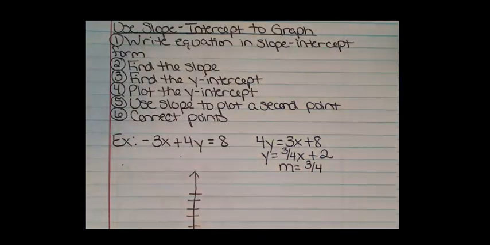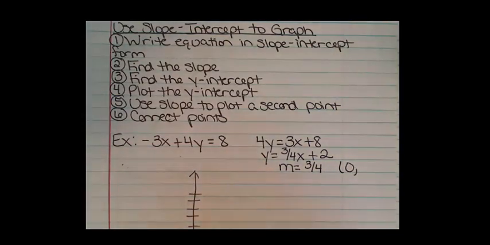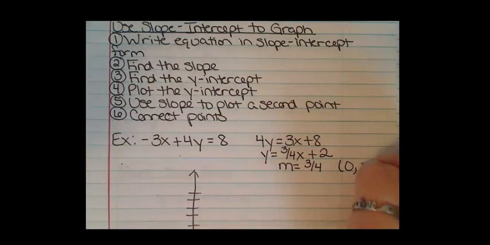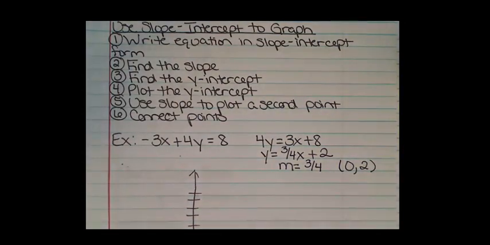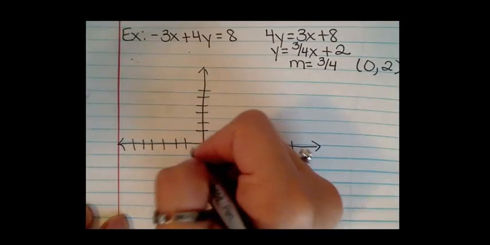Step 3 says find the y-intercept. So that would be 0, comma, whatever my b is. And my b in this case is 2. Now step 4 says to plot the y-intercept. So here's my graph. And I need to plot the point 0, 2. So it means I'm not going to go left or right. I'm just going to go up till I reach 2.